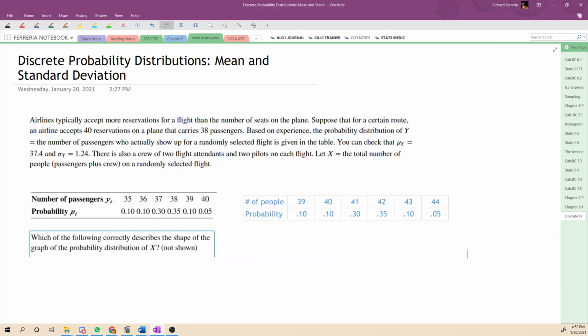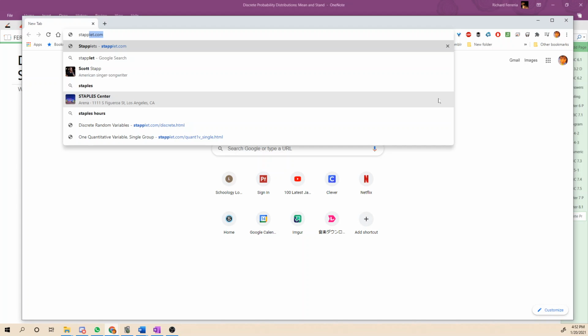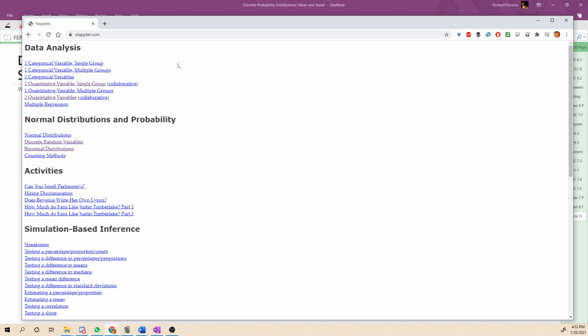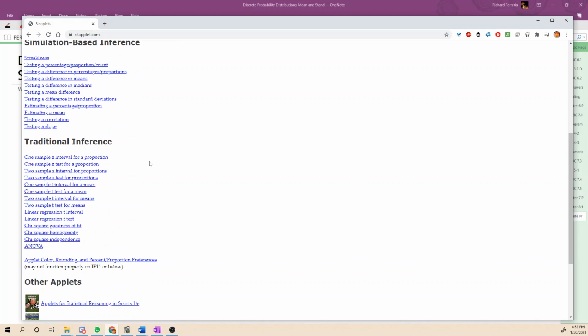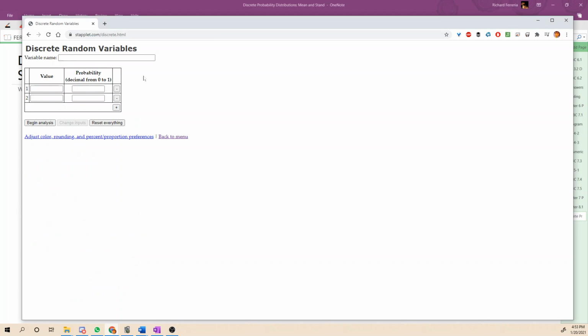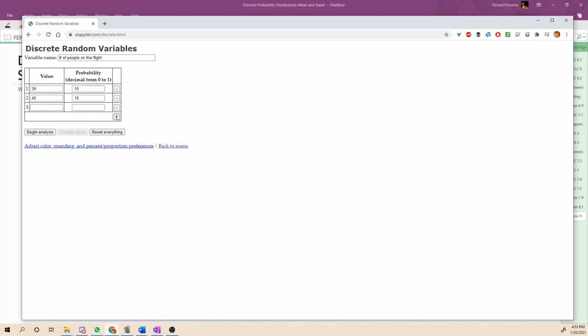But we're going to go over to Statlet, and we're going to try and get a histogram going. Bringing up my web browser, I'm going to go to statlet.com, and this is a nice list of web apps that you can use for statistics. And I'm going to go to discrete random variables. We're going to start filling out the fields here, so the variable name here is the number of people on the flight. And let's see, the first amount would be 39, and that had a probability of 0.1. And then also 40 had a probability of 0.1. We'll hit this plus sign over here to add a few more rows.